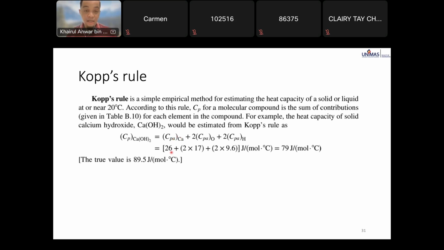So for the Cp of Ca(OH)2, what is it? Is it solid? Okay, solid calcium hydroxide. So for solid, it is 26 plus 2 Cp. Oxygen is available, so 2 times 17 plus Cp for hydrogen, which is 9.6. Confirm in table B10. Yeah.